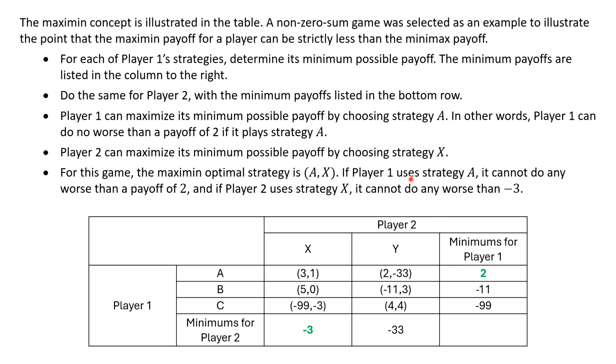If player 1 uses strategy A, it cannot do any worse than a payoff of 2, right? We saw that here. And if player 2 uses strategy X, it cannot do any worse than -3. So let's continue with this on the next slide.